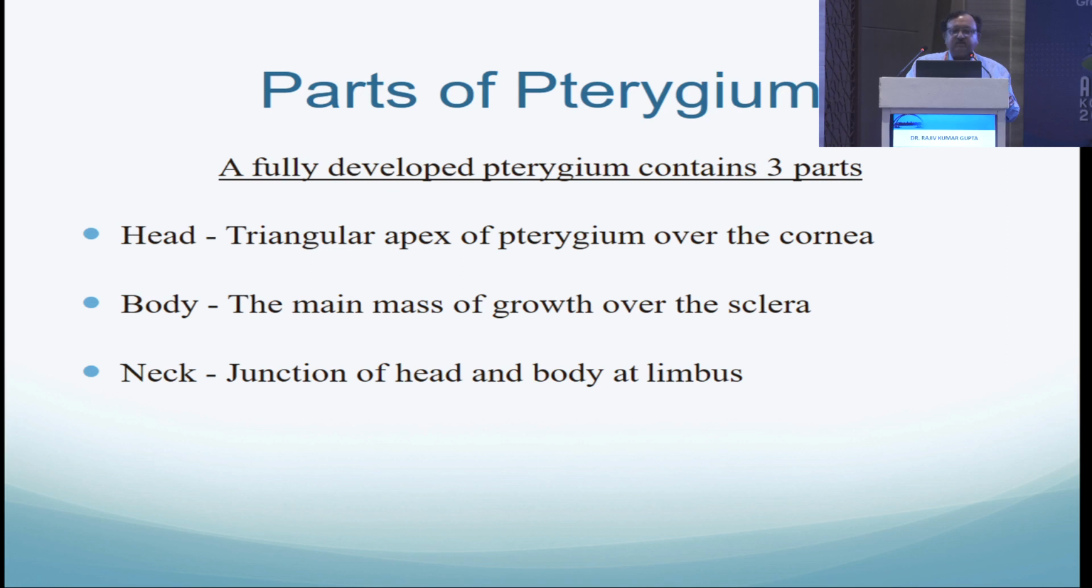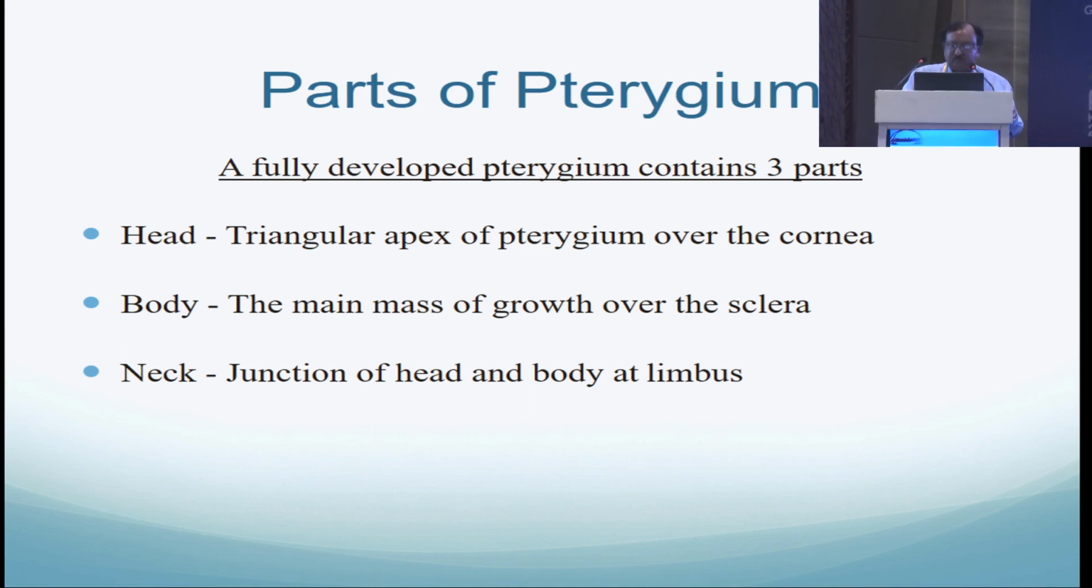A fully developed pterygium contains three parts: head, that is the triangular apex of pterygium over the cornea; body, the main mass of the growth over the sclera; and the neck, the junction of head and body at the limbus.